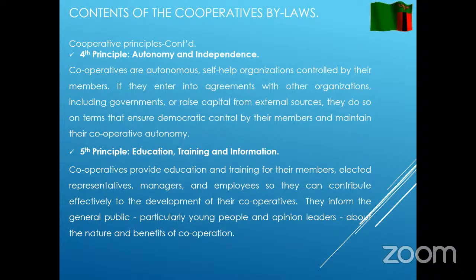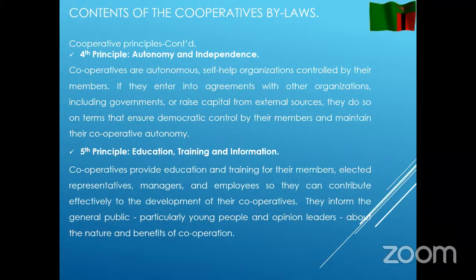So I talked about autonomy and independence, where cooperatives are autonomous, self-help organizations controlled by their members. So the members have to actually control their own cooperative. I'm saying cooperatives are autonomous, self-help organizations controlled by their members. If members have no say in their cooperative operations through assemblies, through the board, it ceases to be a cooperative.